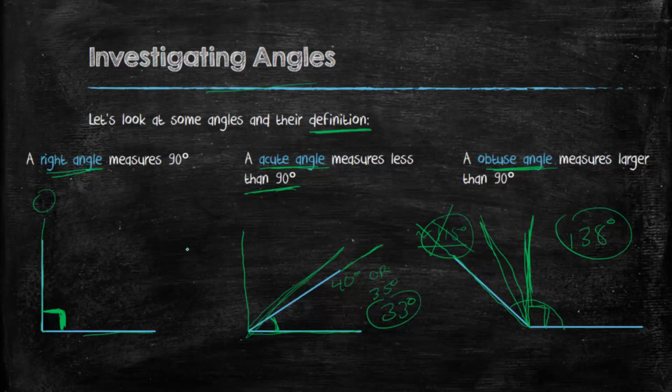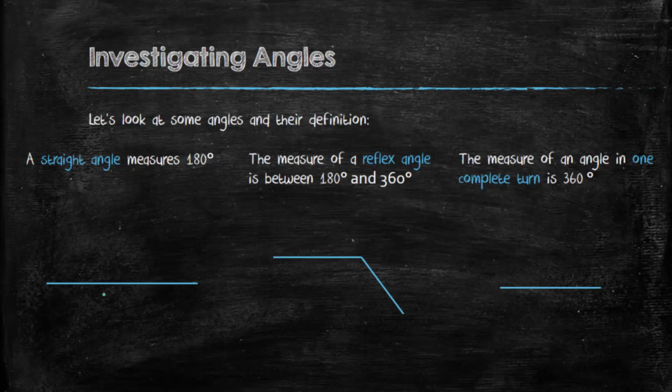Cool. Okay, so remember, right angle, acute angle, which is less than 90 degrees, obtuse angle, which is larger than 90 degrees, and right angle is exactly 90 degrees. Perfect. Moving on, let's look at what a straight line measures.